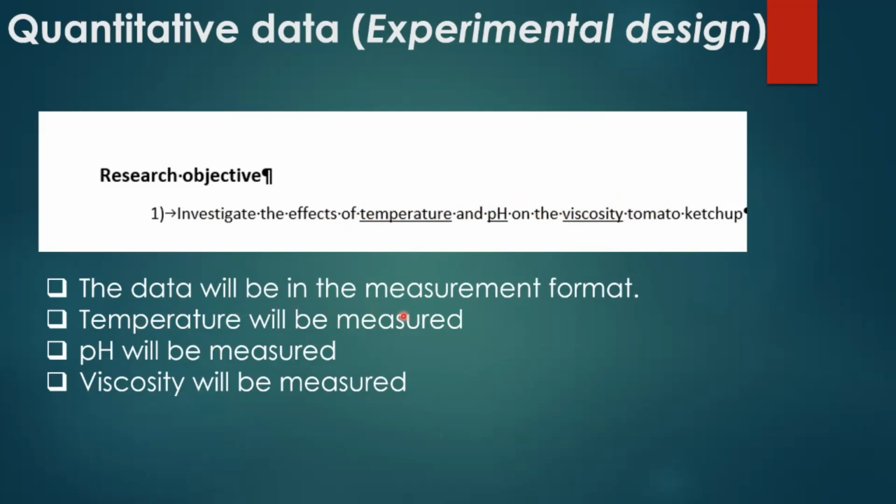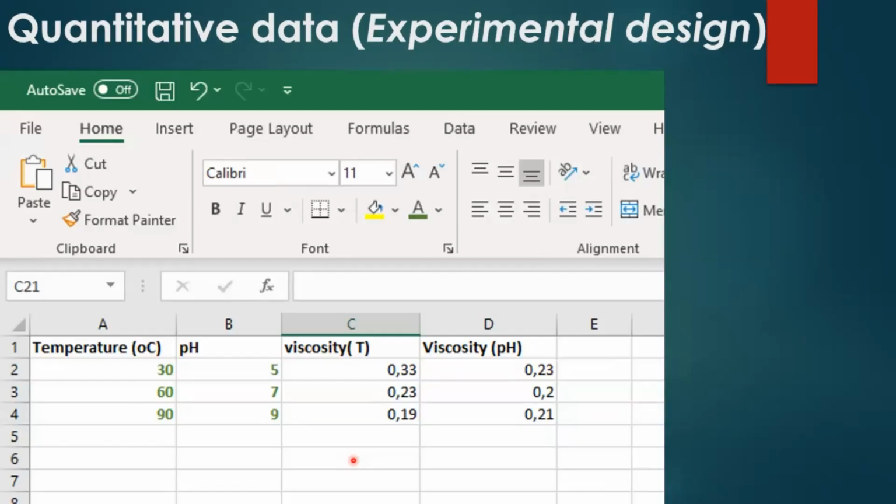The data will be in measurement format. So this viscosity is measured, and we are going to get quantitative data. We are going to get figures. Temperature will also be measured. Remember, we measure our independent variable as well as our dependent variable. So we measure temperature, we're going to get numbers. pH, we're also going to get numbers. So this is a typical quantitative research.